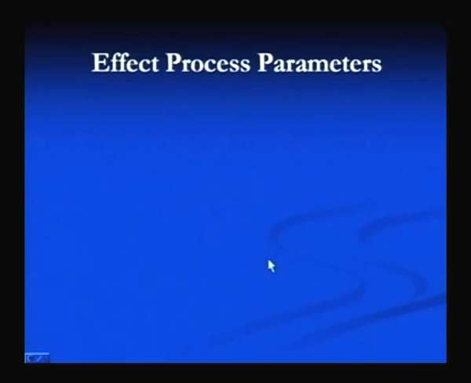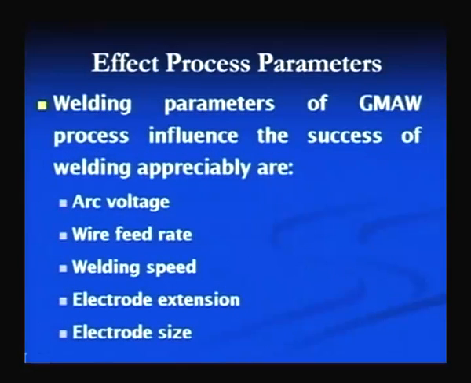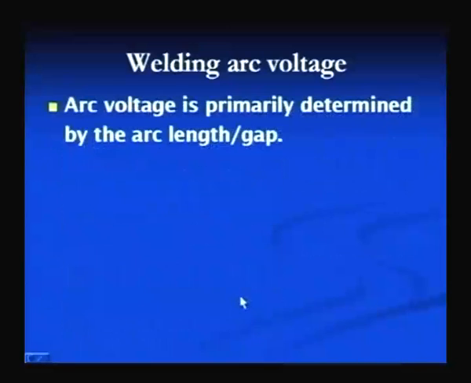Effect of the welding parameters we will see on the soundness of the weld joints and the performance of the gas metal arc welding process. There are various parameters which significantly affect the success of the welding, and these welding parameters are arc voltage, wire feed rate, welding speed, electrode extension, and the electrode size. Here we will start with the welding arc voltage.